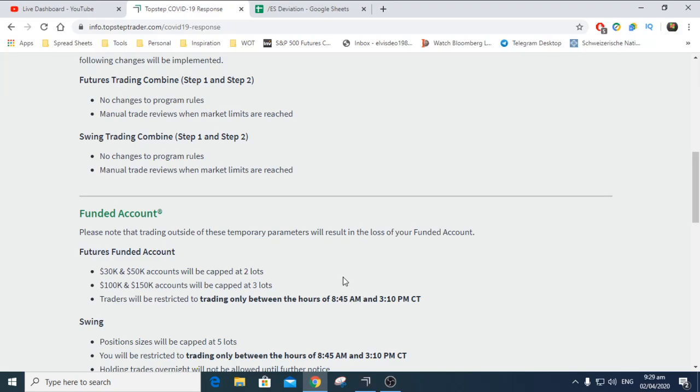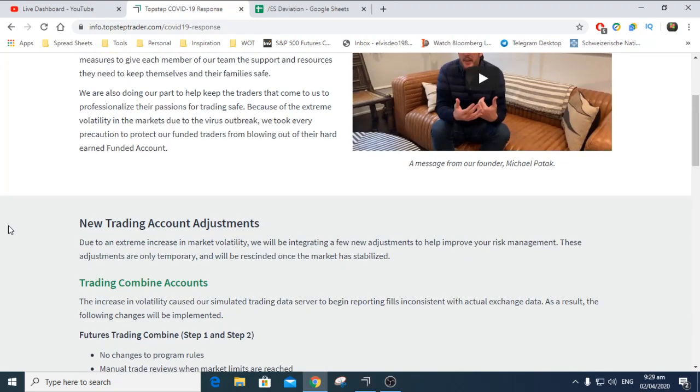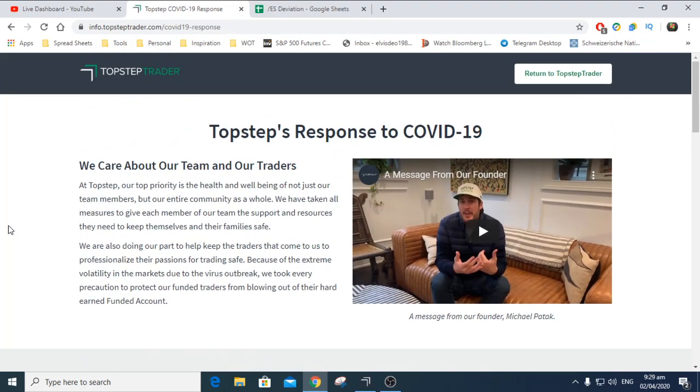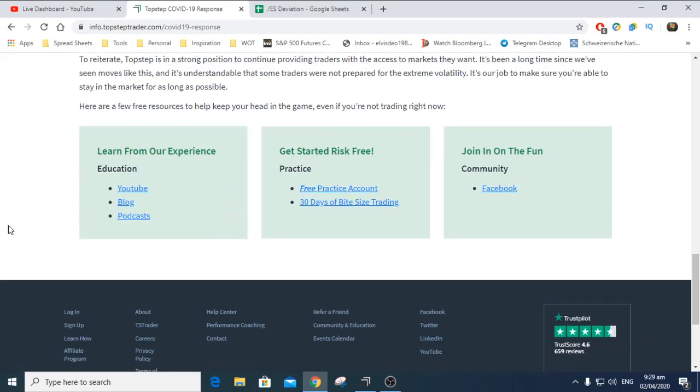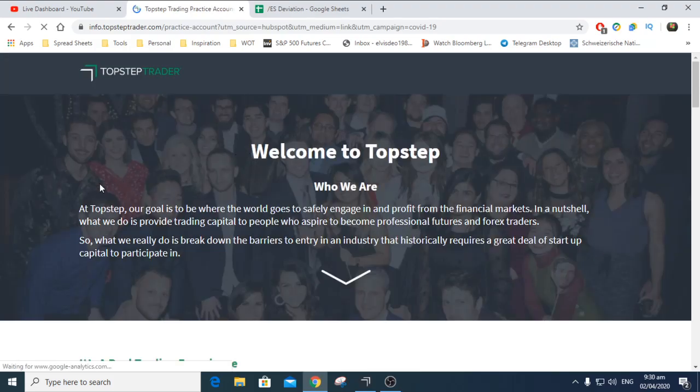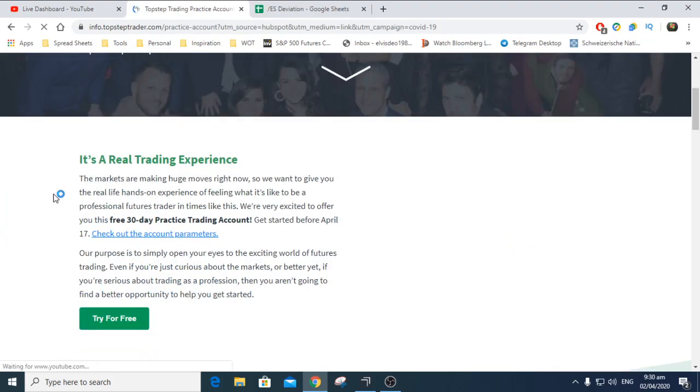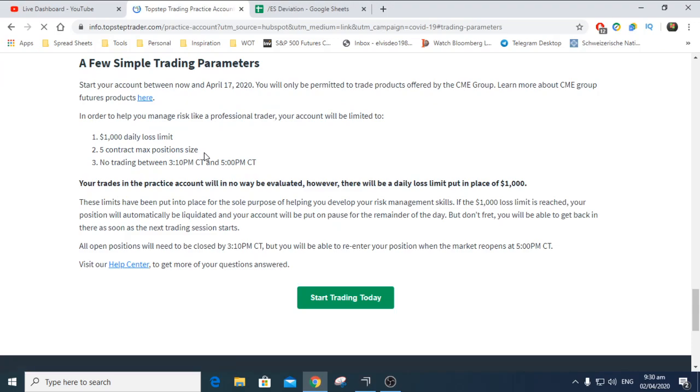This is the 30-day trial. Looking at when you're allowed to trade between those hours. This is the practice account rules. Free practice account, and so on. Check out the parameters. 1000. No trade in between.